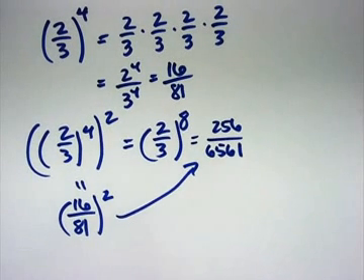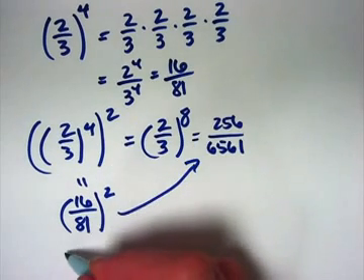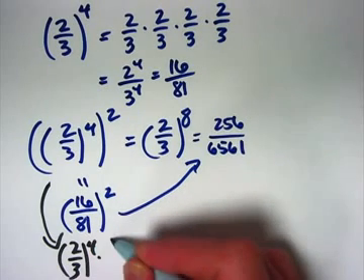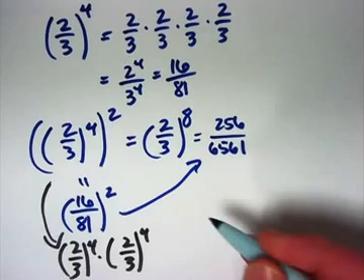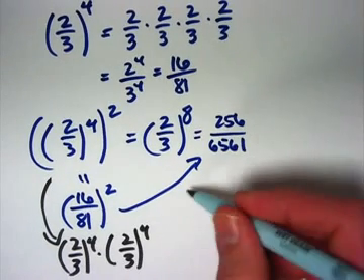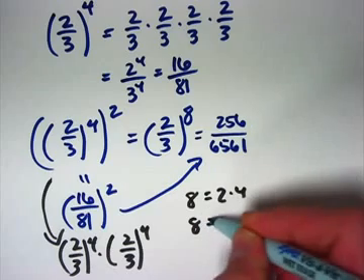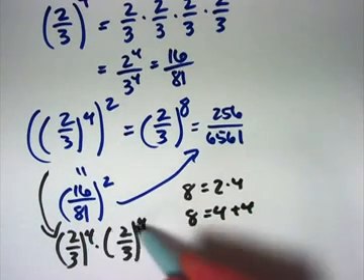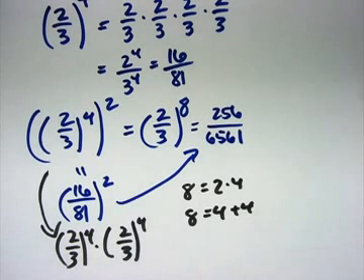And, well, again, as far as the other property goes, this example can illustrate it as well, because I can think of this as 2/3 to the 4th times 2/3 to the 4th. The exponents are the same here, but I can add them to get 8 as well. 8 is 2 times 4, but it's also 4 plus 4. So if I think of it this way, then I can imagine adding the exponents to get the 8 here. Either way you do it, it's illustrating the property.